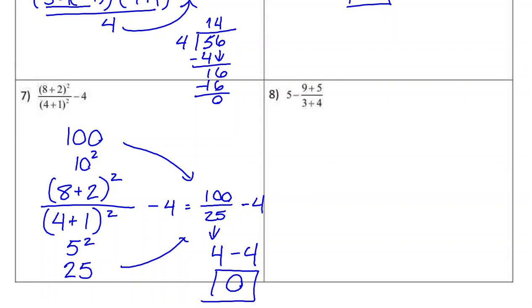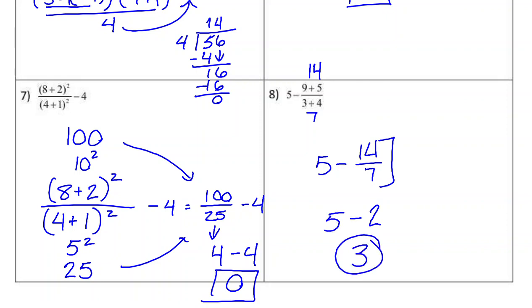And then the very last one, 9 plus 5 was 14. 3 plus 4 is 7. So I have 5 minus 14 over 7. Finish that fraction. 14 divided by 7 is 2. And then 5 minus 2 would just be 3. If you have any questions, please make sure that you check in with your teacher.